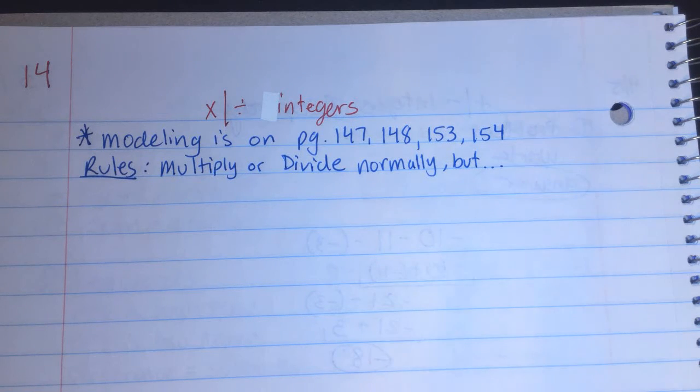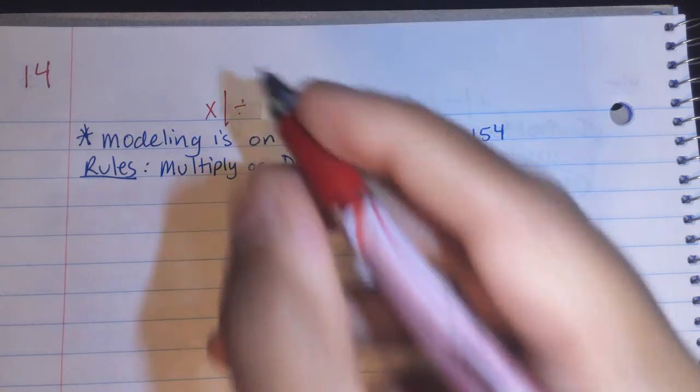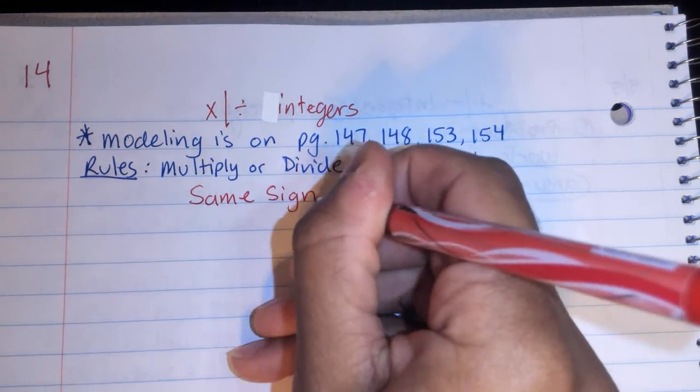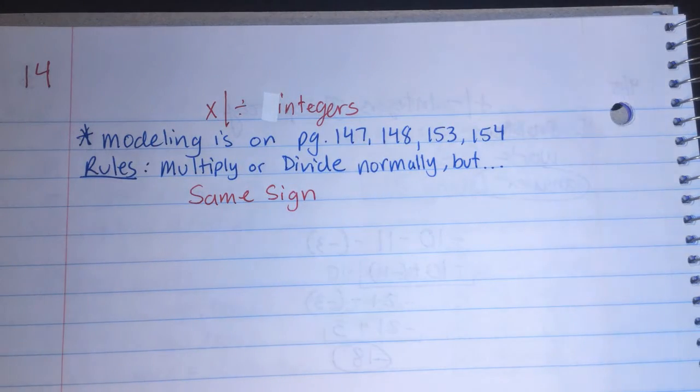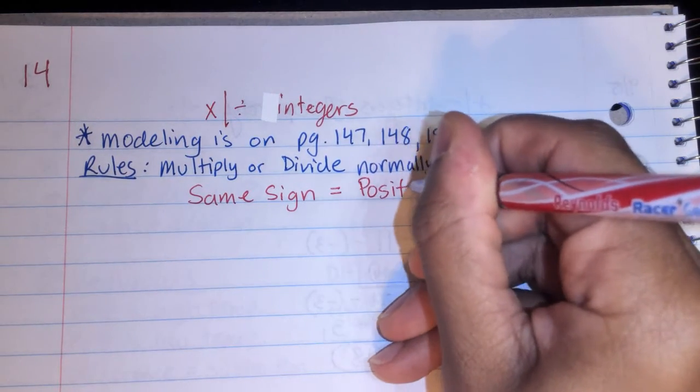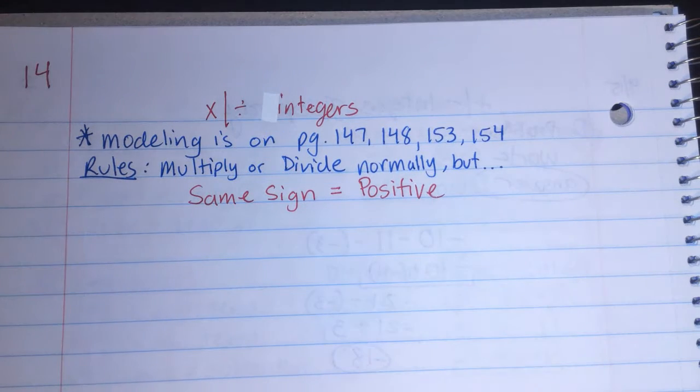All right, so the rules. Multiply, divide like normal. That's my favorite part. Just do it like normal. But there's two disclaimers. The first disclaimer is if they have the same sign. So if they have the same sign, meaning if I multiply a positive by a positive or a negative by a negative, or if I divide a positive by a positive or a negative by a negative, it is going to equal a positive answer. So if I multiply two numbers with the same sign or divide two numbers with the same sign, your answer is going to be positive, no matter what.